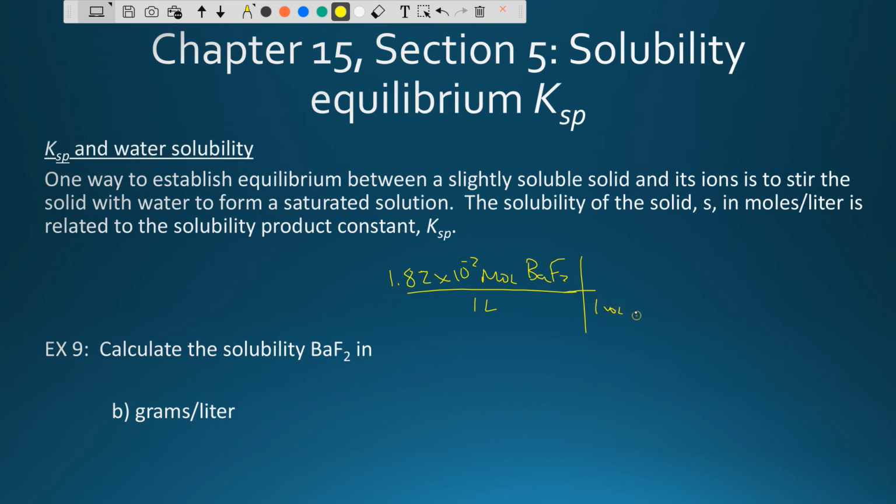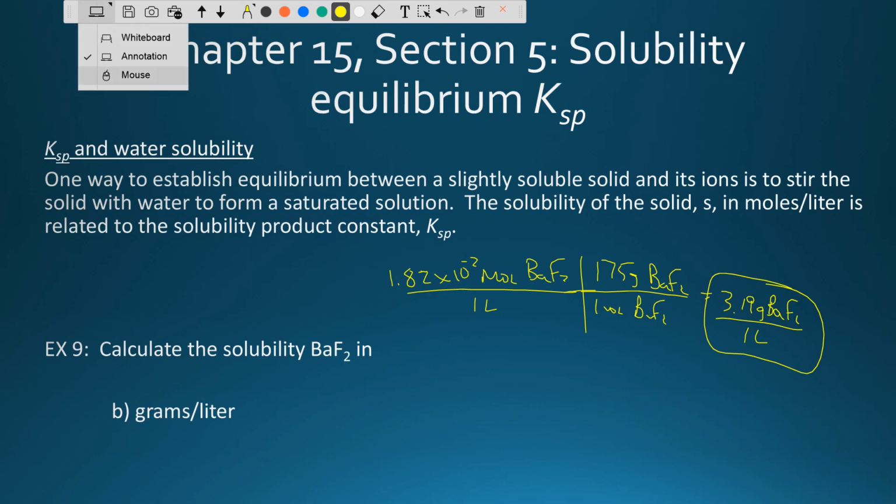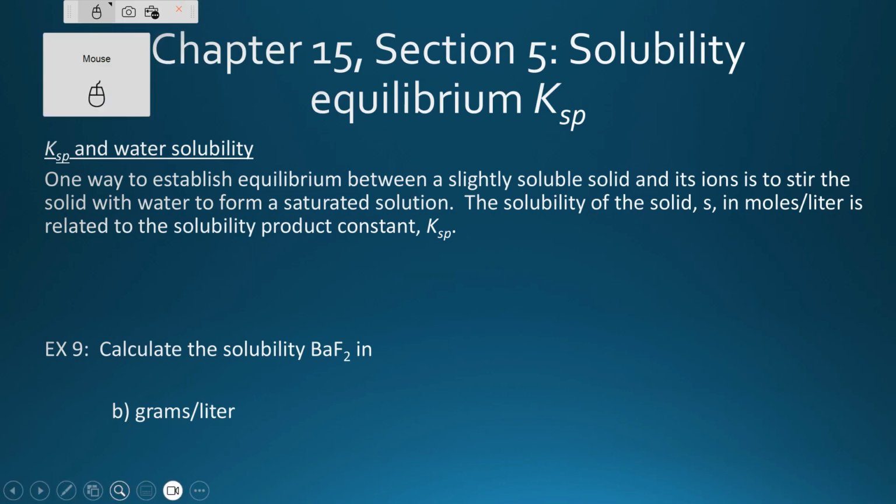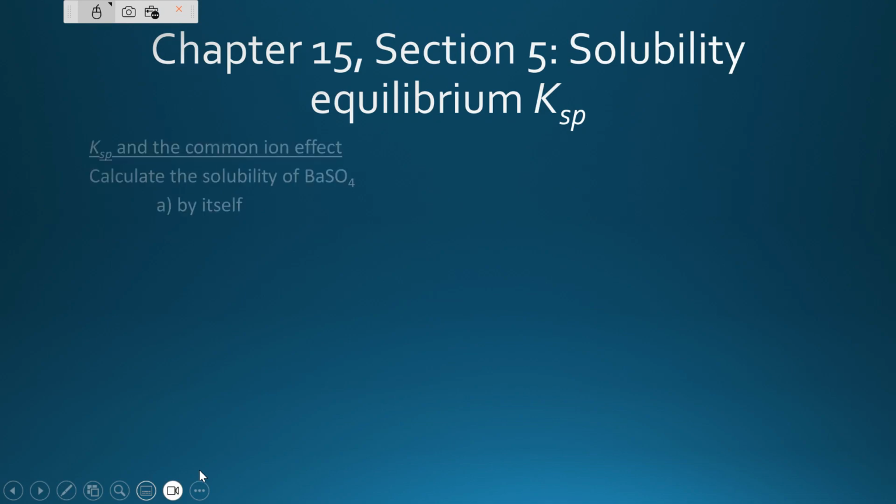So 1 mole of barium fluoride, we know how to do this. This is just simple mole calculation. I look on the periodic table, I see I've got 175 grams per mole. And that's going to equal 3.19 grams of barium fluoride per 1 liter. Okay, so that's all I do for that type of calculation. That's how many I can put in and it will still be able to dissolve.